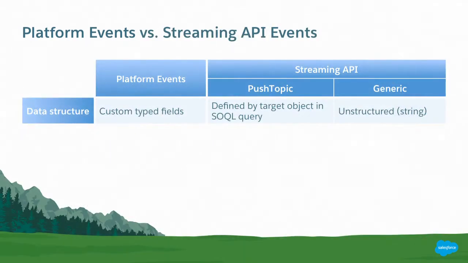Now let's have a look at the differences between the Platform Events and the Streaming API. So if you're familiar with the Streaming API, you'll recognize there are two types, actually, of events that can happen. There are push topics and generic events. Now, for the data structure, when you're looking at Platform Events, you have custom type fields. It's pretty much like a custom object. You can add multiple fields. There are a restricted set of types that are available, but it's pretty flexible.